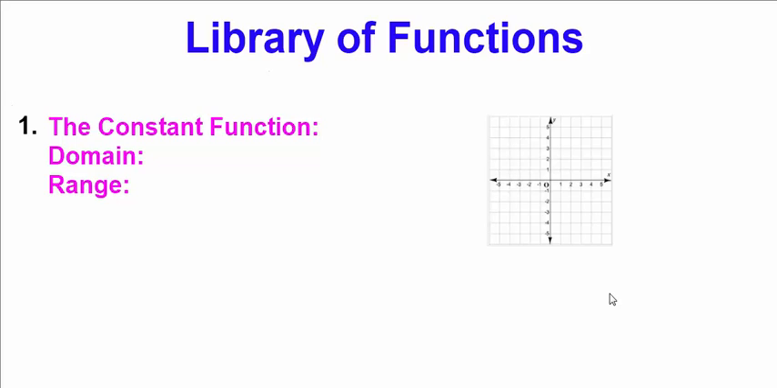In this video, we're going to talk about the various types of functions that exist. So this is considered a library of functions. We're going to start with a very basic function, which is called the constant function. The constant function starts with f of x equals b, a constant. b can be any real value. Just to give you an example, one such example could be f of x equals, let's just say, 2.